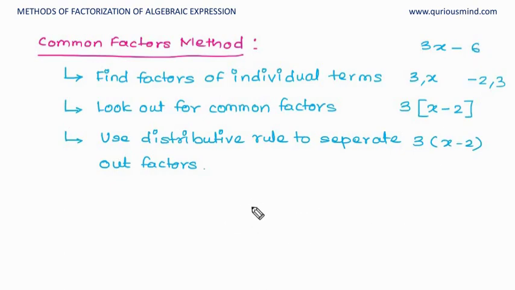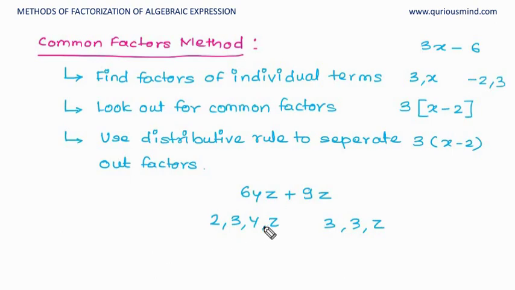Let's take another example. Let's say I have 6yz plus 9z. Individual factors: here I have 6yz, but 6 I am going to write as 2 into 3. So 2, 3, y, z. And here 3, 3, z. Now the reason I have split 9 as 3 into 3 and 6 as 2 into 3 is because I see a 3 common in them.